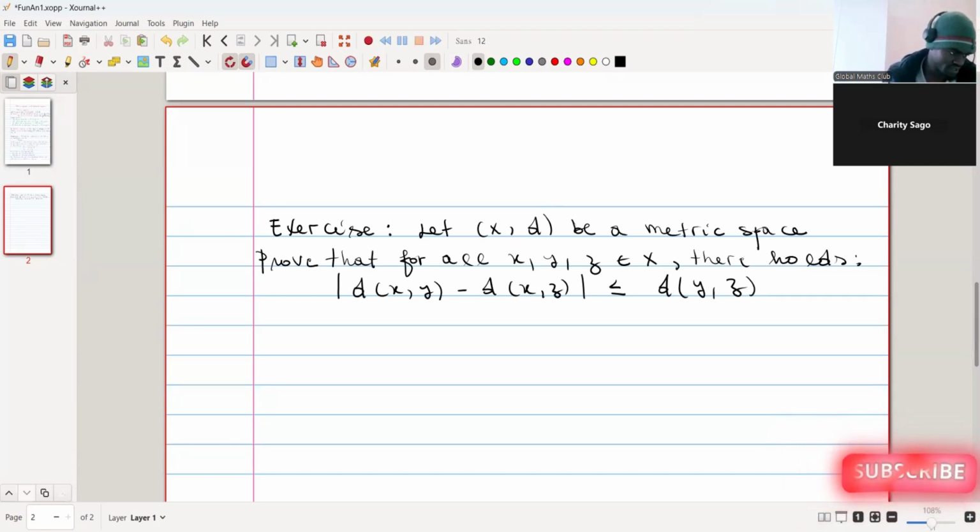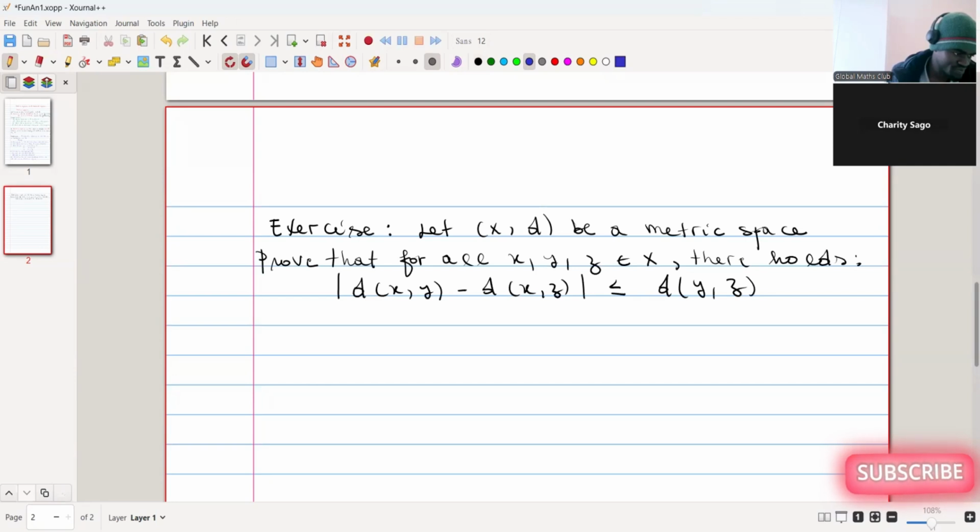Have you seen this kind of exercise? Or is it your first time to see this? No. So I hope that maybe you know how to prove it. The hint is to use just the triangle inequality.